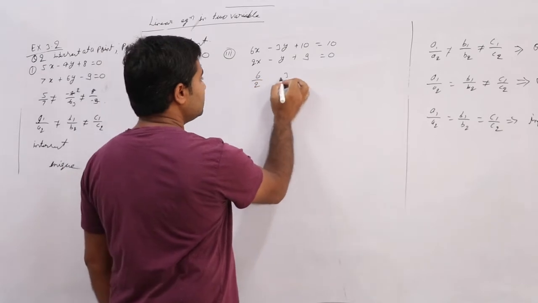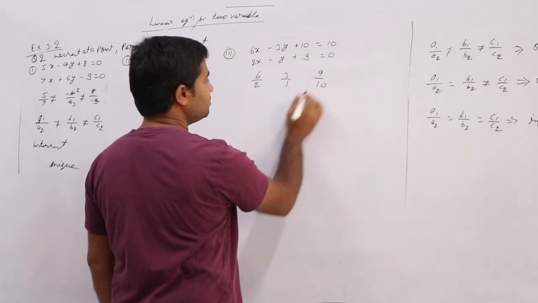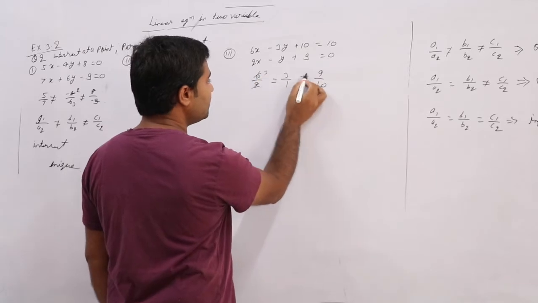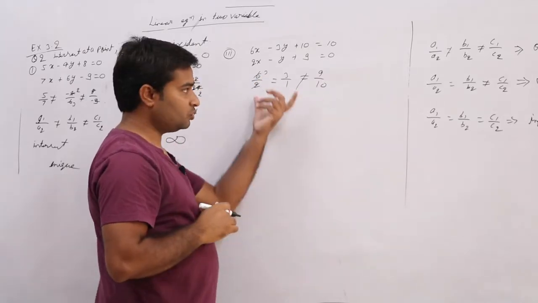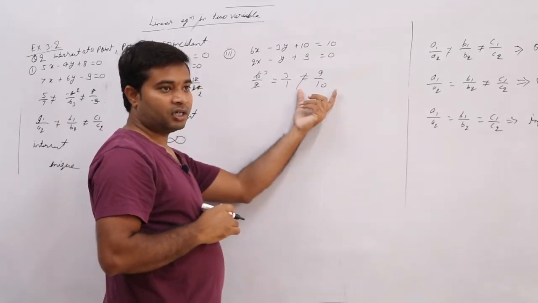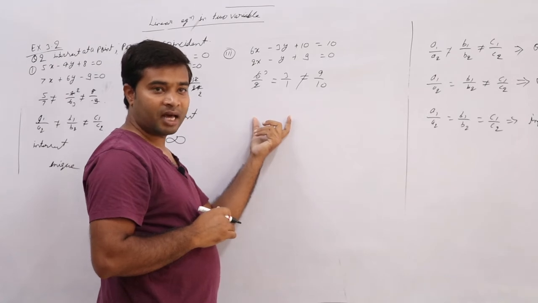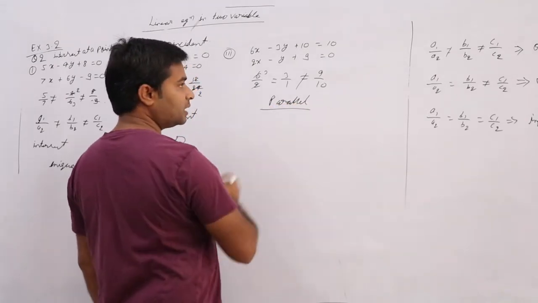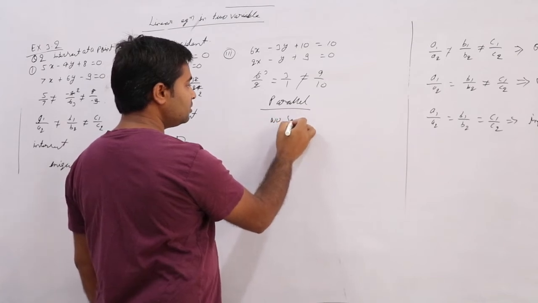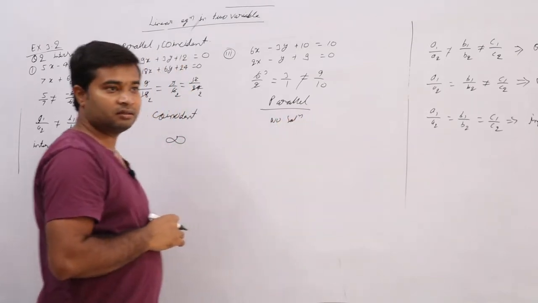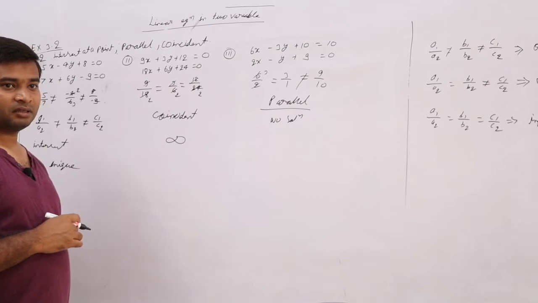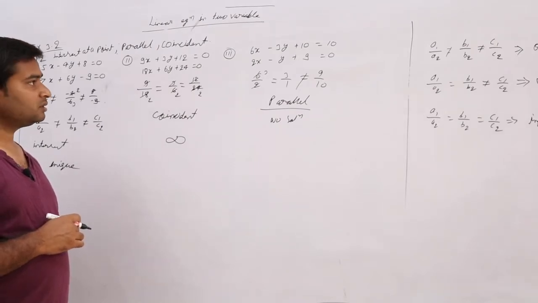And here, 6 by 2, 3 by 1, 9 by 10. See, this is 3. These two are equal, but these two are not equal. So the graph will be parallel. Correct. And no solution. Getting it? Copied?